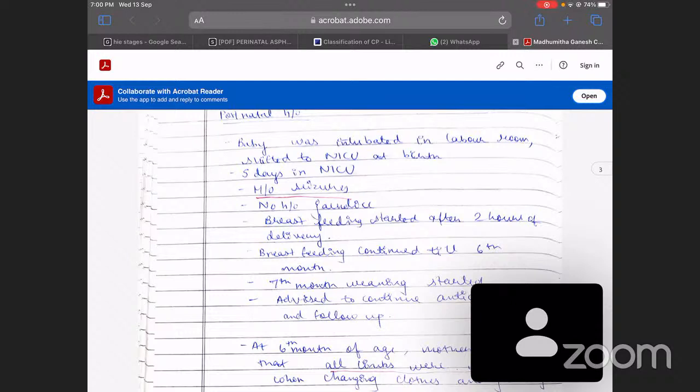And at the 7th month, the feeding was started, and the child was able to eat the weaning food, complementary feeds. Yes, sir. Okay, now you continue with the developmental history.